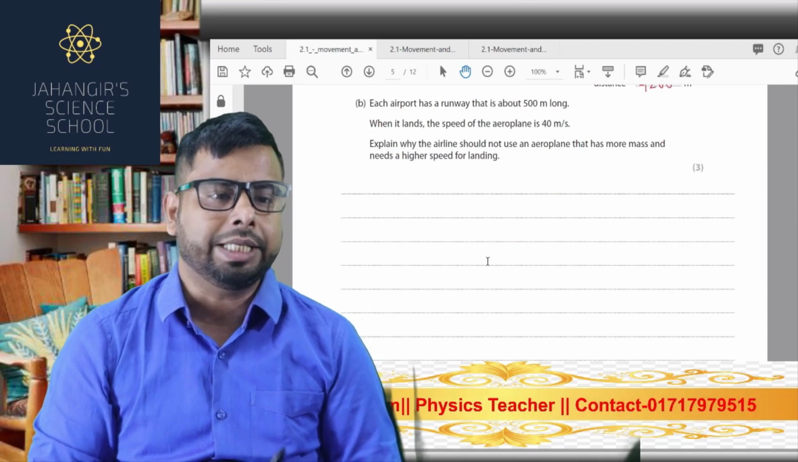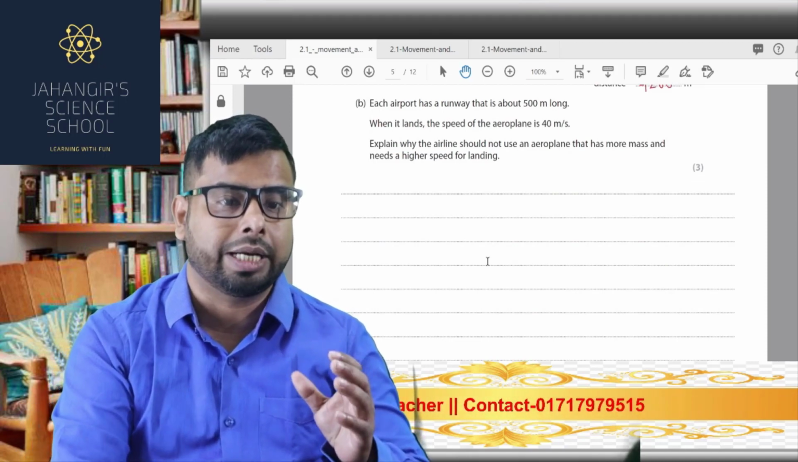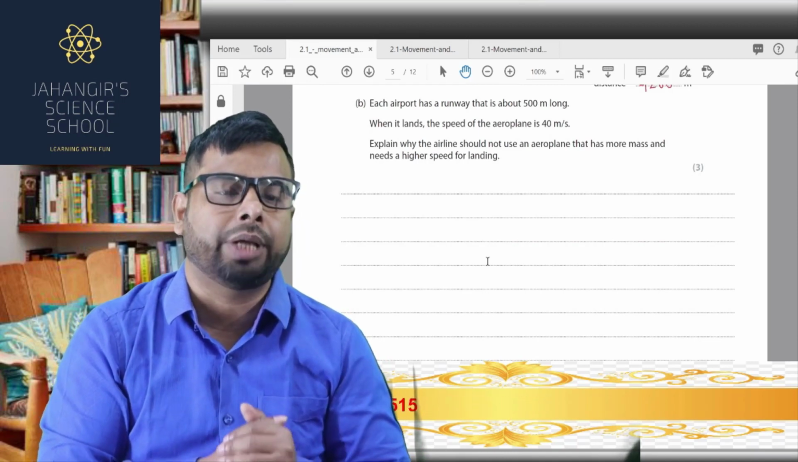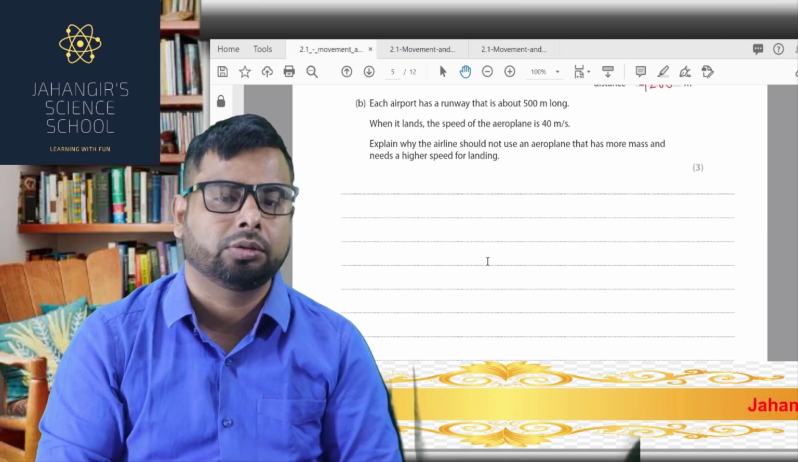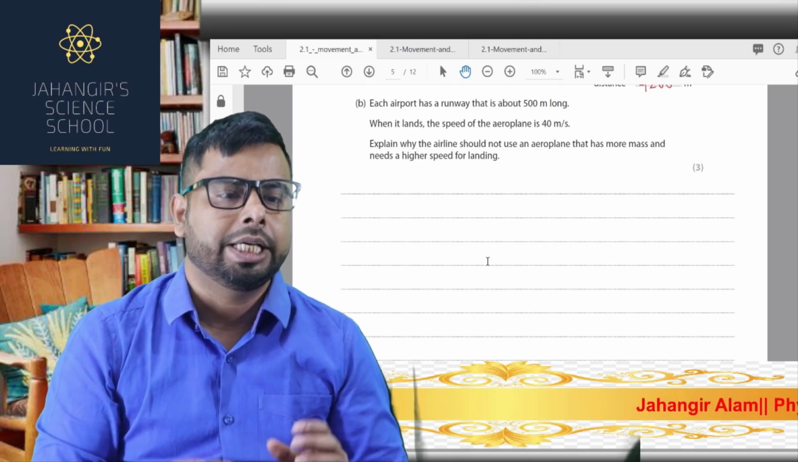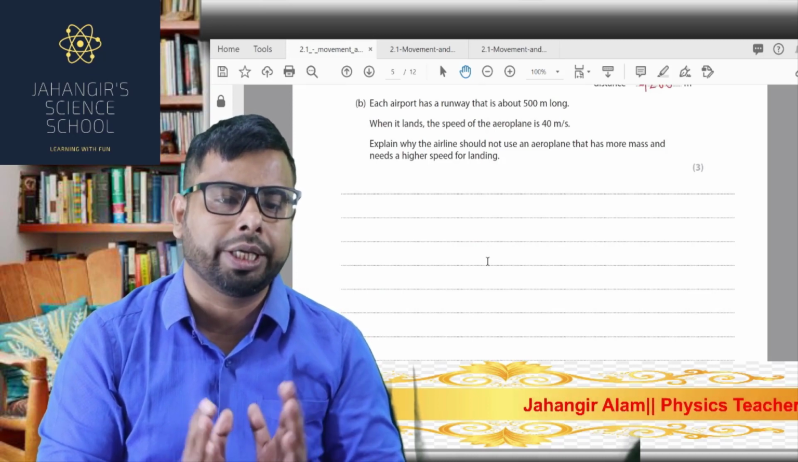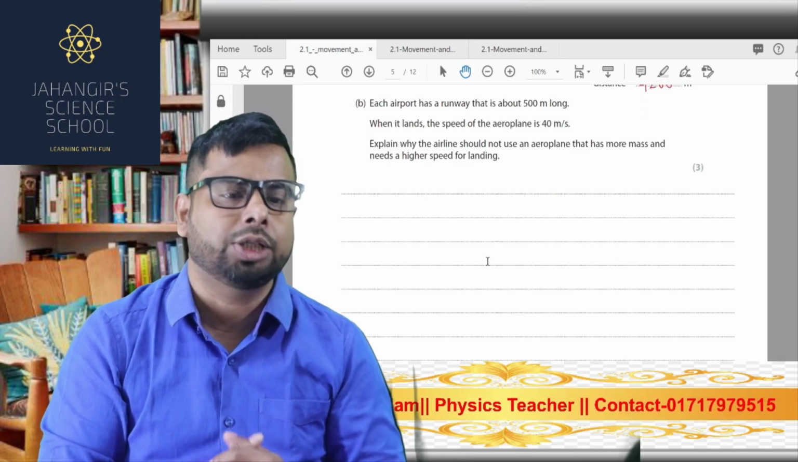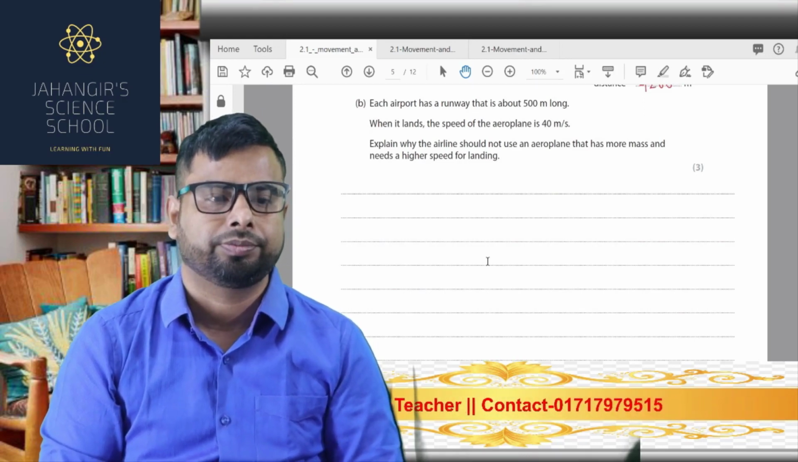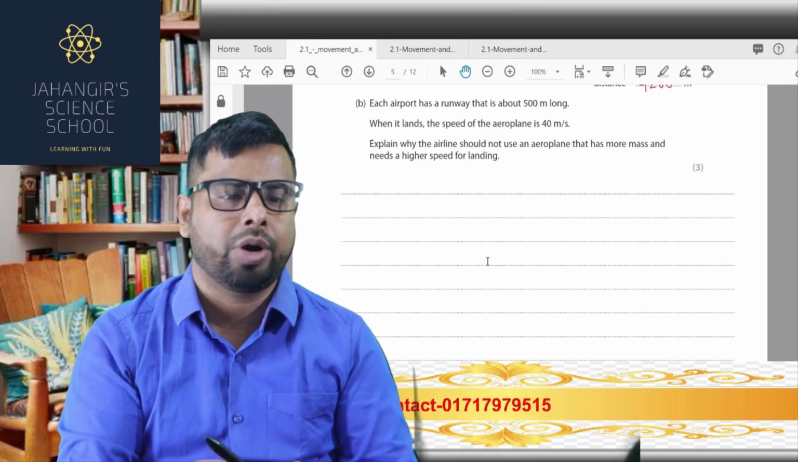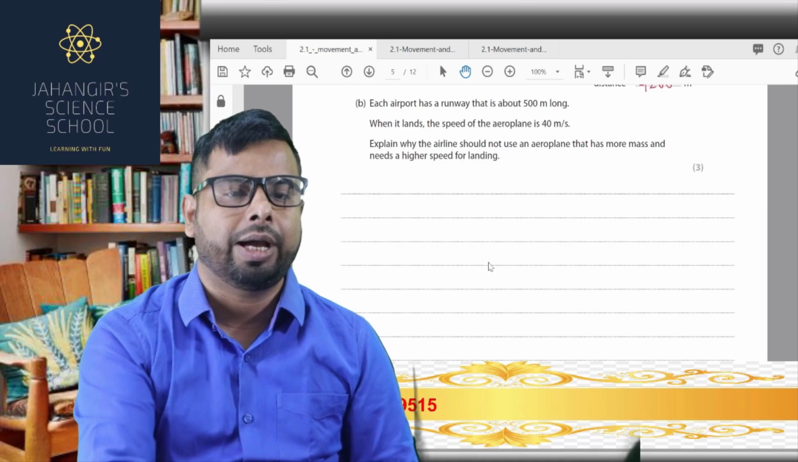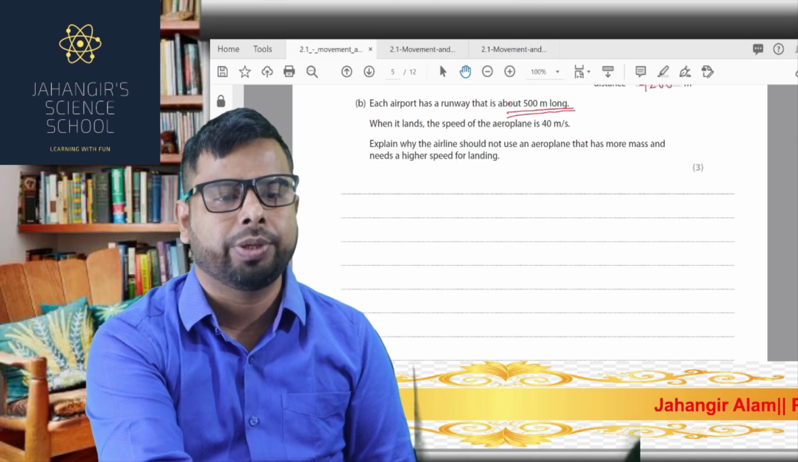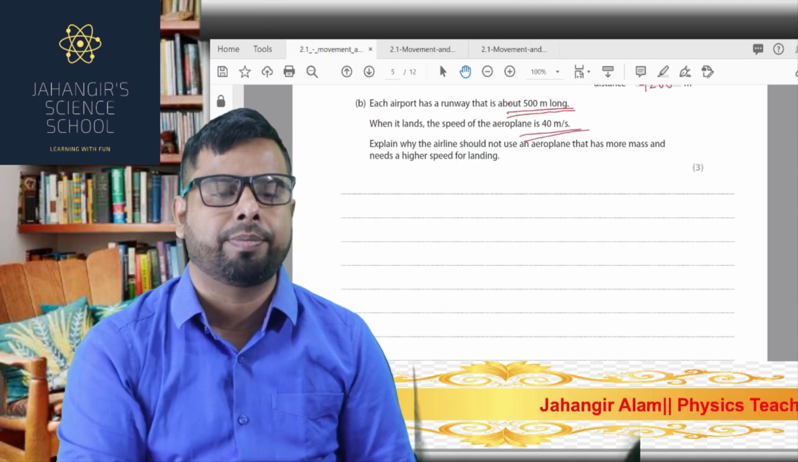Another important question: each airport has a runway that is about 500 meter long. When it lands, the speed of the aeroplane is 40 meter per second. Explain why the airline should not use an aeroplane that has more mass and needs a higher speed for landing.